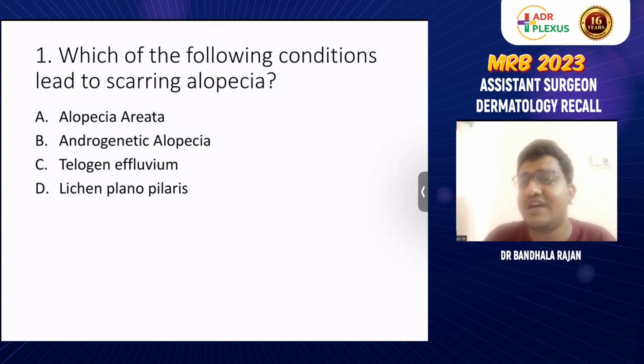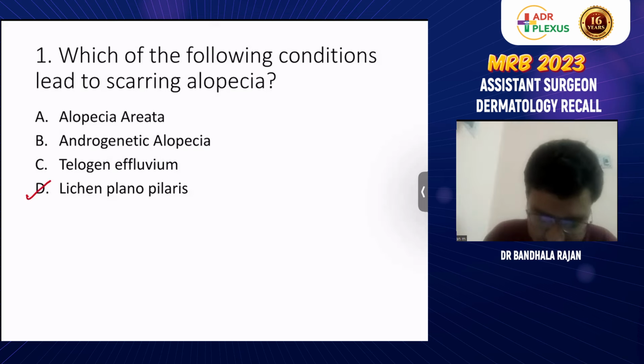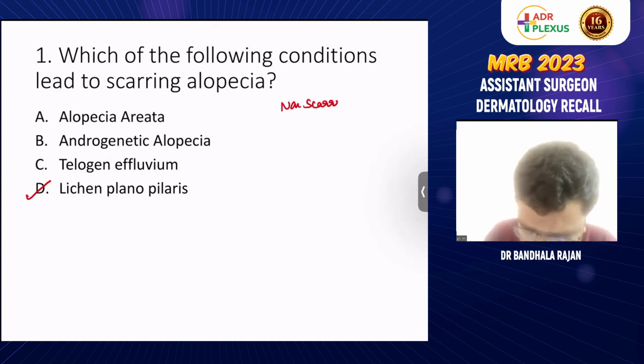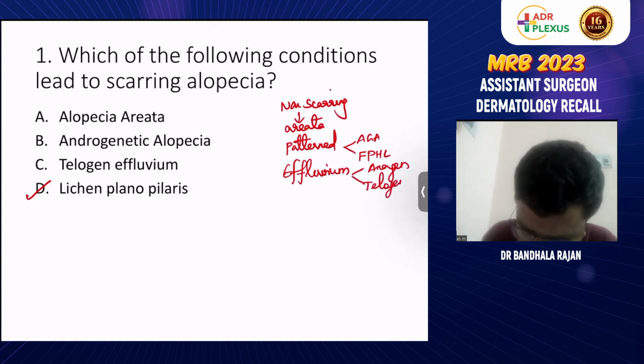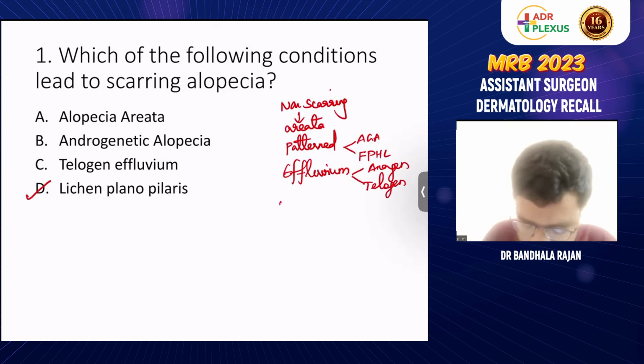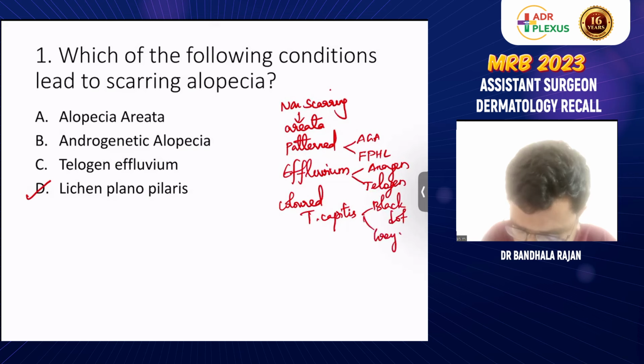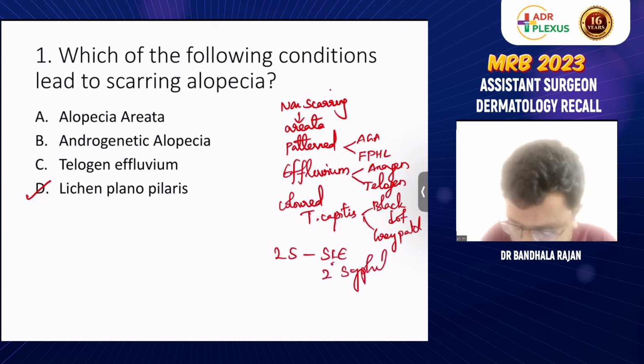One of the causes of scarring alopecia here is lichen planopilaris. In the non-scarring group, alopecia areata is non-scarring. Both patterned hair losses are non-scarring, like male pattern baldness and female pattern hair loss. Both effluvia, anagen and telogen, are non-scarring. We also discussed that colored tinea capitis, like black dot and gray patch, are non-scarring. Two S's are non-scarring: one is SLE, the second is syphilis. This one we discussed many times.